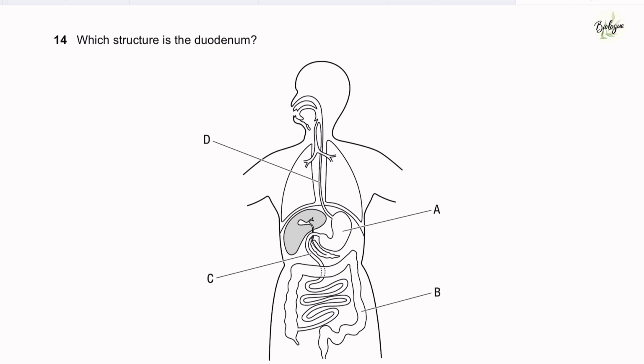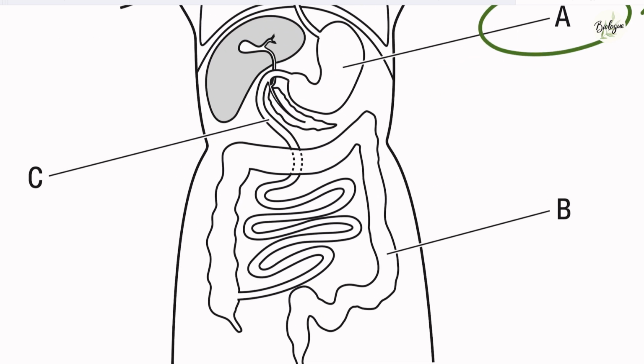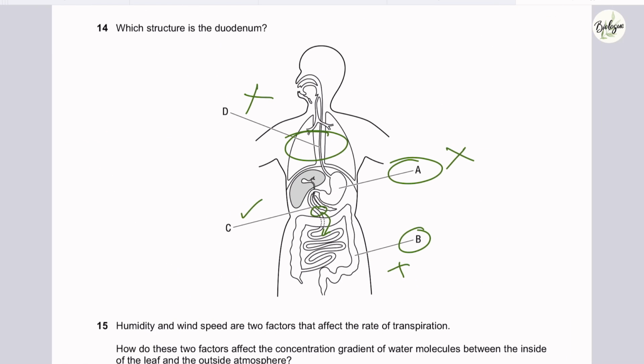So it's not D. D is a part of the trachea. A is the stomach, so that's not it. C, yes, that does look right, because it's after the pancreas. It's definitely leading into the small intestine here, so that does seem right. B is the large intestine, so that's not the case. So question 14 should be C.